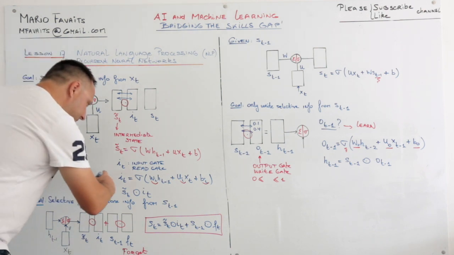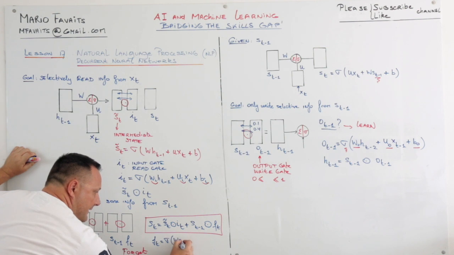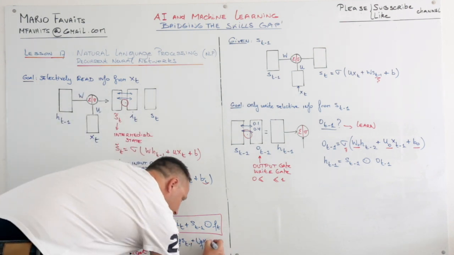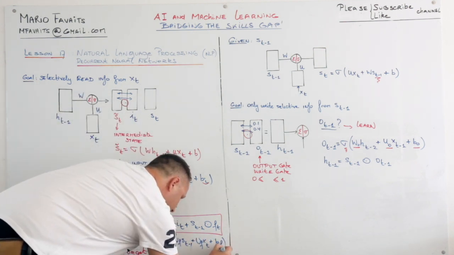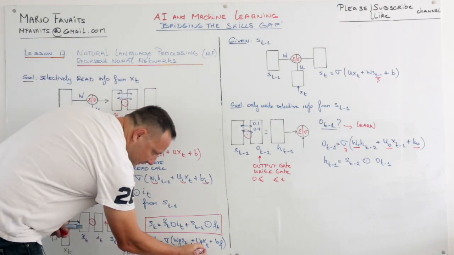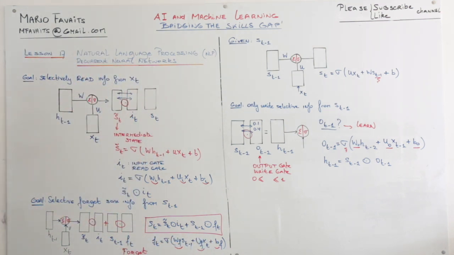And of course ft equals, again, a sigmoid of w forget st minus 1 plus u forget xt plus b forget. Alright? So, and here again we have our parameters that we're going to use in our model.